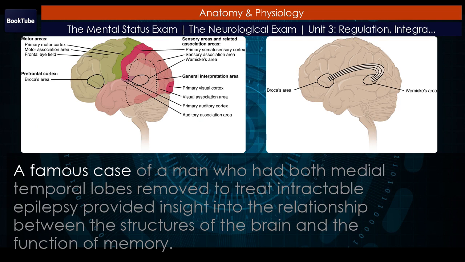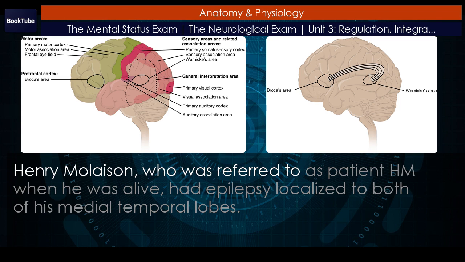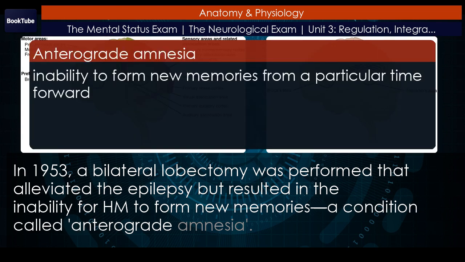A famous case of a man who had both medial temporal lobes removed to treat intractable epilepsy provided insight into the relationship between the structures of the brain and the function of memory. Henry Molaison, who was referred to as Patient H.M. when he was alive, had epilepsy localized to both of his medial temporal lobes. In 1953, a bilateral lobectomy was performed that alleviated the epilepsy but resulted in the inability for H.M. to form new memories, a condition called anterograde amnesia.